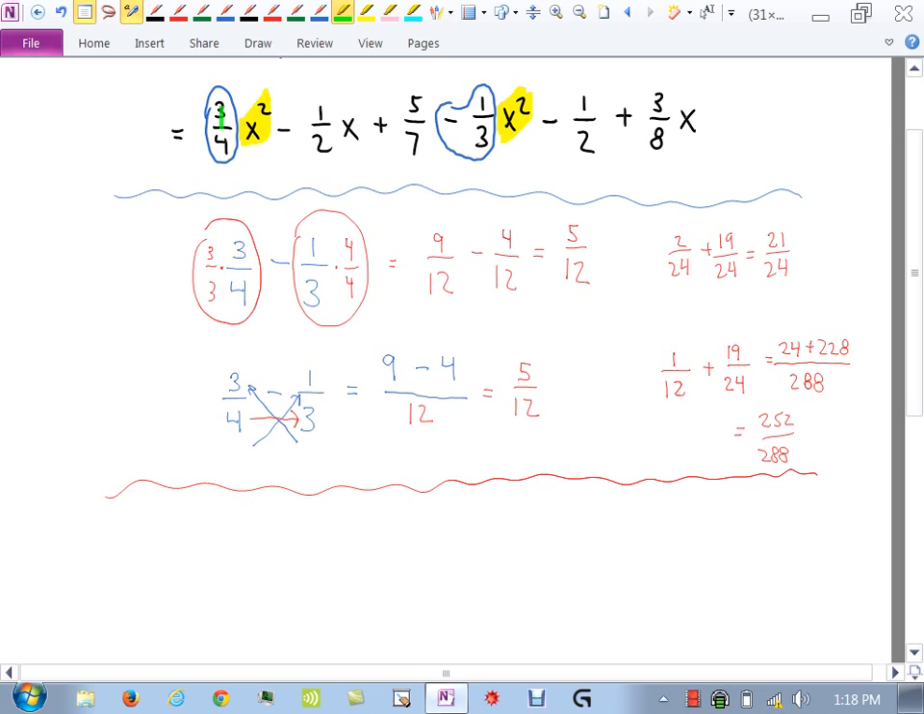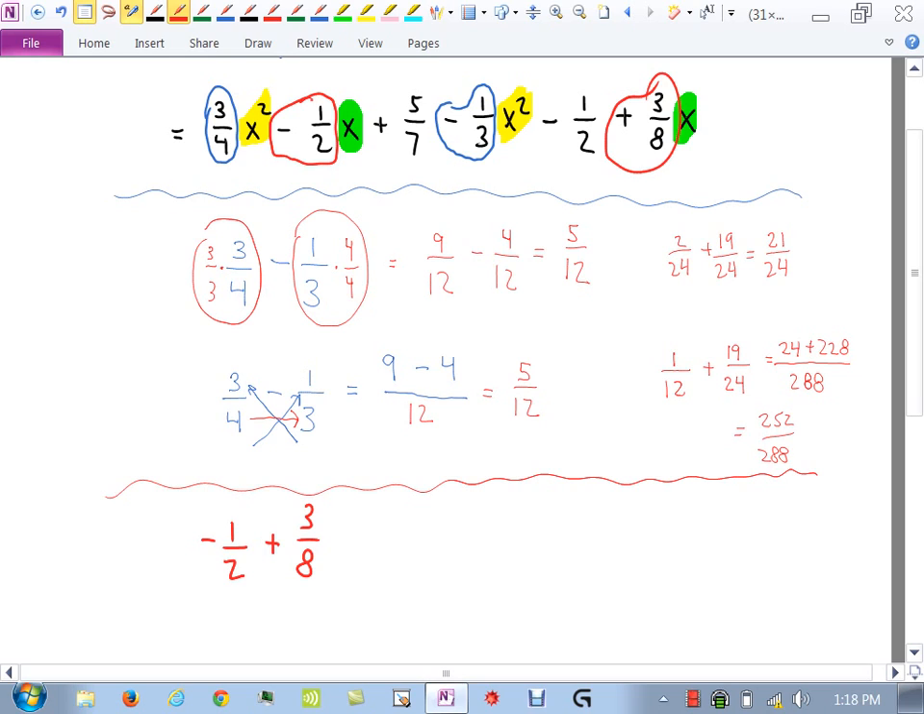Now, our other like terms, how about x's? I have negative 1/2, right, and plus 3/8. Make sure that you grab the sign of the coefficient, right? The coefficient is not just the number, it's the number with the sign. So it's negative 1/2, and over here it's positive 3/8. Here's what I want to do.